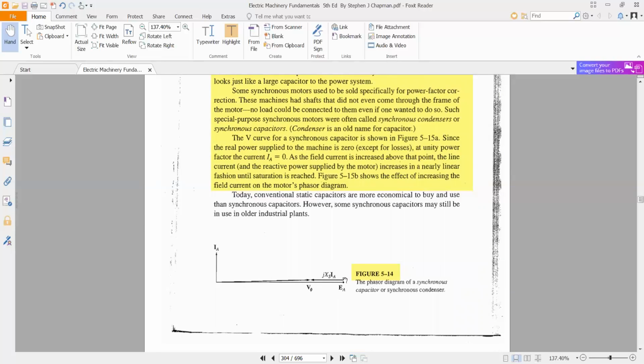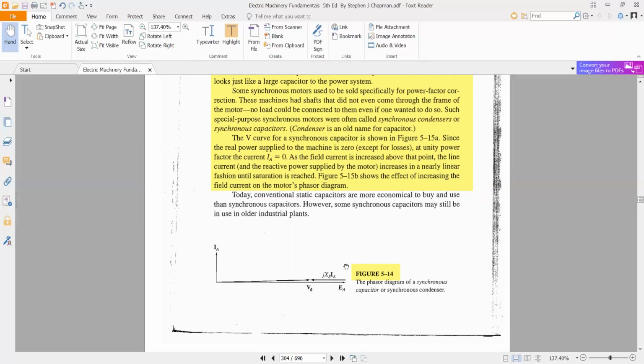So rotating this phasor in counterclockwise direction, we can have jXS IA. Basically the motor is operating in overexcited condition. So EA minus jXS IA is equal to V phase.